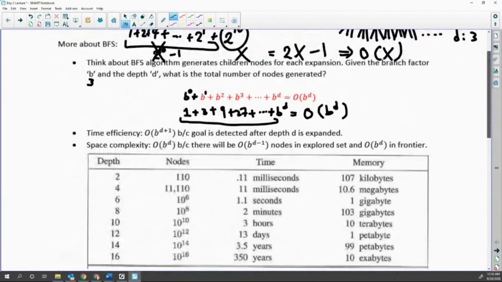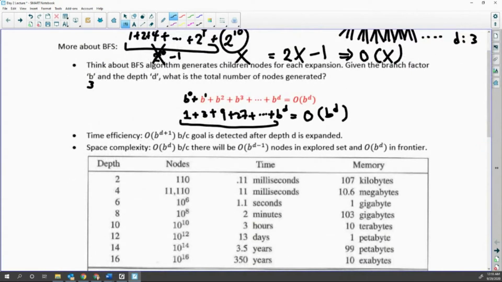Now let's go to the time efficiency of BFS. If you check the goal test as soon as you take it out from the frontier, in the while loop, then you pop it, then you do the goal test, then generate children. If the goal test is not inside the for loop where you generate children, that means you are going to go one more depth. So you are going to go d plus 1 depth.